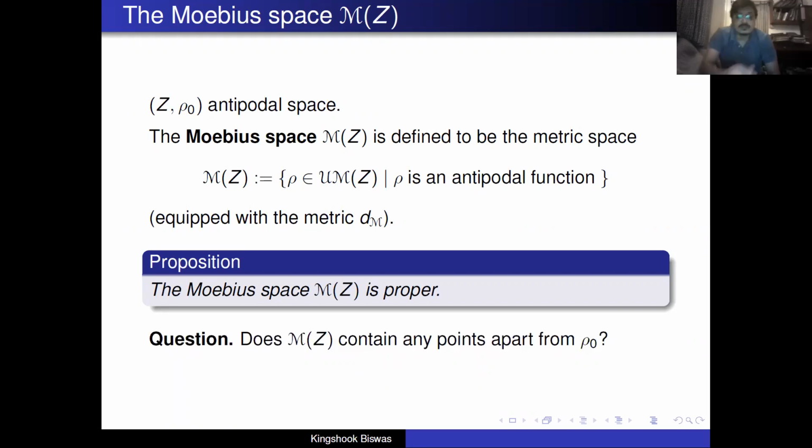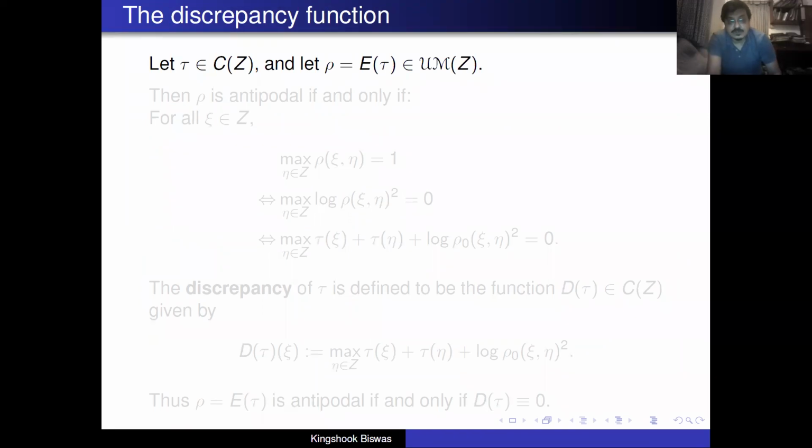And the first question is, does this space M(Z) contain any points apart from ρ0? So it's easy to construct separating functions which are Moebius equivalent to a given ρ0, but it's not clear that they satisfy the antipodal property. Okay. So how do we get antipodal functions which are Moebius equivalent to ρ0? So we do that as follows.